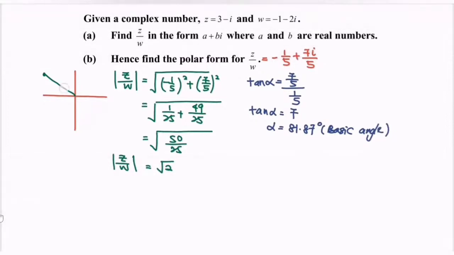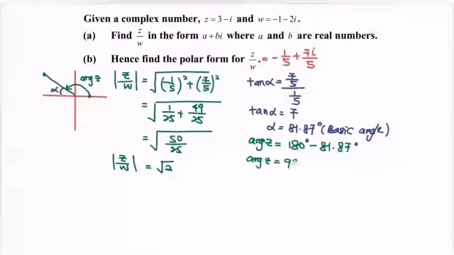Where we have the basic angle alpha, and then in order to determine the argument of z, we must start from 0. So here is the argument of z. The argument of z is equal to 180 degrees minus the basic angle, where we have 1.87. So the argument of z is equal to 98.13.